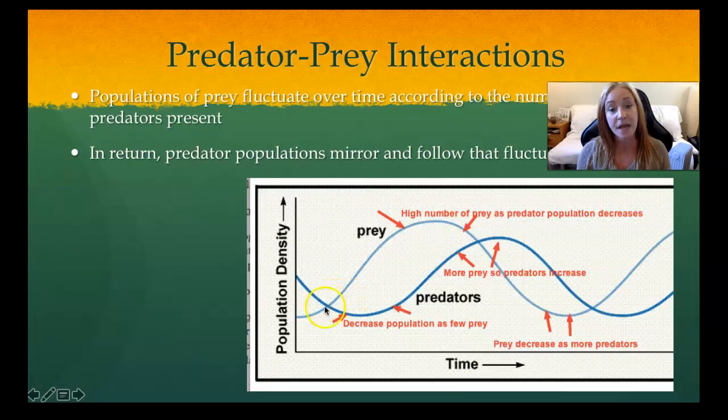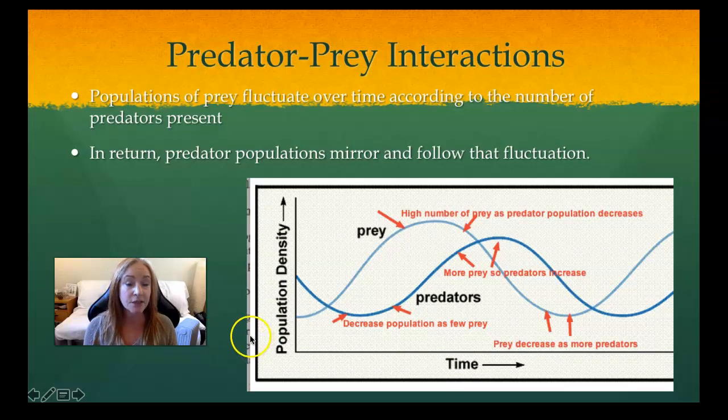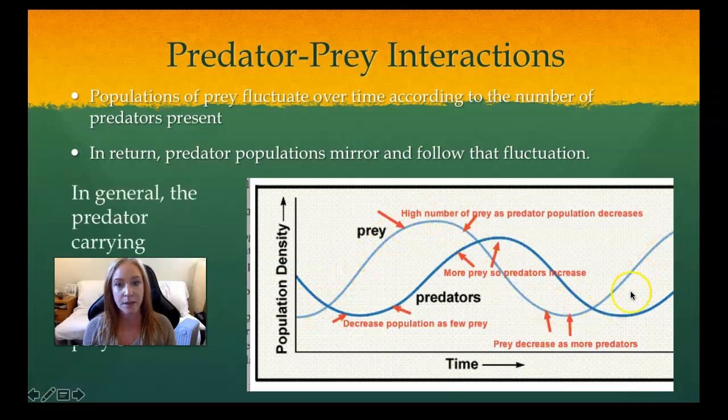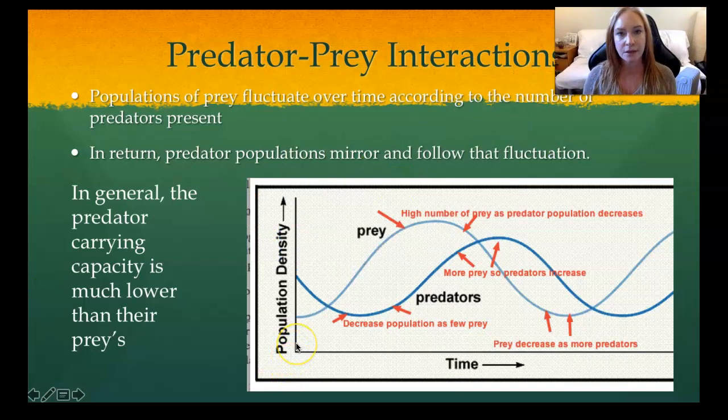Okay, so they also influence each other's populations locally. So we talked about carrying capacity, and one of the influences on carrying capacity is predation. So for a prey animal, when there are not very many predators, so this line here, the light blue one, is prey, and the darker blue one is predators. This isn't super accurate because in general, the number of predators in an ecosystem is a lot lower than the number of prey. And we'll talk about that next week when we talk about food chains and trophic levels.